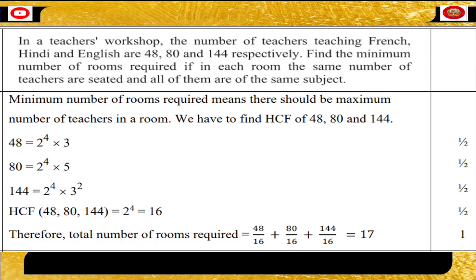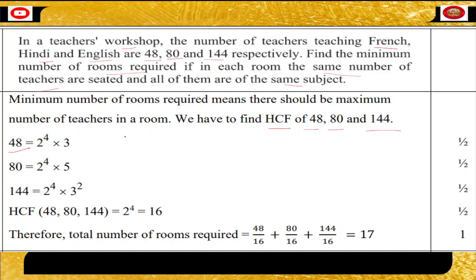The first most important question: in a teacher's workshop, the number of teachers teaching French, Hindi and English are 48, 80 and 144 respectively. Find the minimum number of rooms required if in each room the same number of teachers are seated and all of them are of the same subject. That means first we have to find the HCF of 48, 80 and 144.